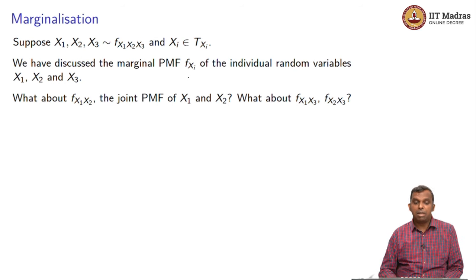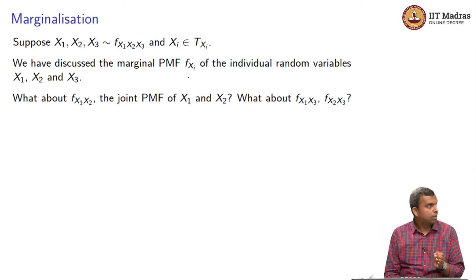Okay, so let me now generalize a little bit. This is also important. Let's say we have 3 random variables now, and they have a joint distribution f(x1, x2, x3). I'm taking a very simple case. Just now we saw n random variables and all that. Let's just start with 3, right? After 2, we should go to 3. We've discussed individual marginal PMFs, right? So we've seen f(x1), f(x2), f(x3).